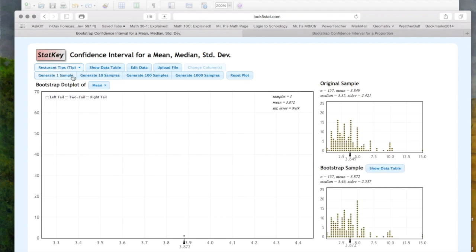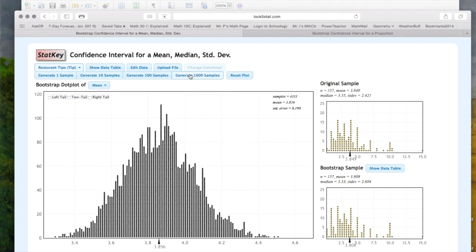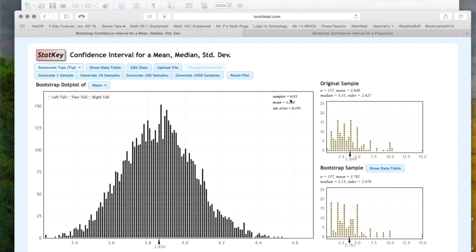From here, we're going to actually create bootstrap samples. We could create one of them, and I would place it right here. We could create 10 more of them. We could create an extra 100 of them, and if you just pound on this generate 1,000 samples at a time, you can actually see the sample size growing over here.